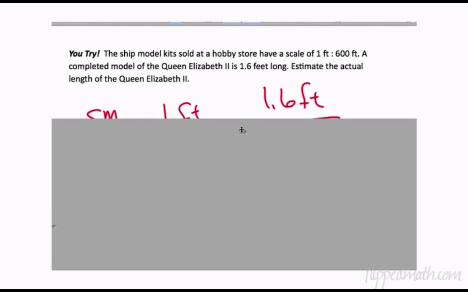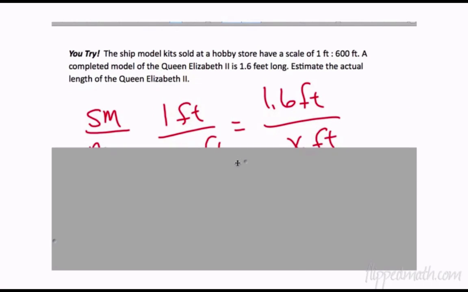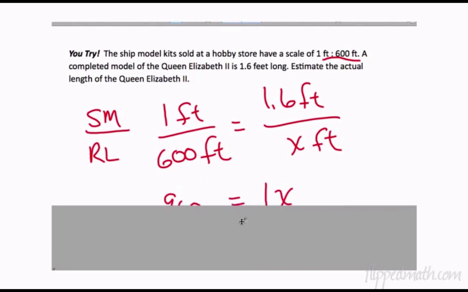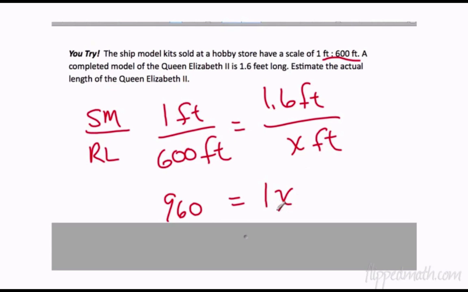All right, so here's the problem. We have real life and we have the scale model. So the way I wrote it down, we have scale model and real life, and you want to write that little unit ratio off to the side. We have 1 foot is to 600, and that's what they gave us right here in the problem. And what do we got? Equals 1.6 to x. You want to cross multiply. 1.6 times 600 is 960, and 1 times x is 1x.